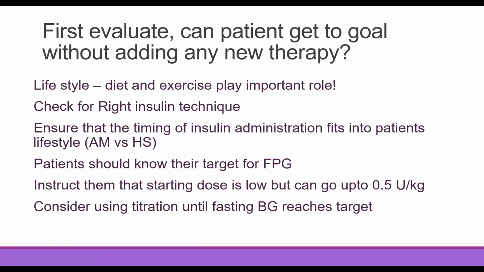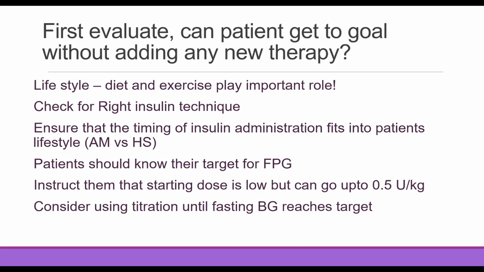Now you can see that we have to evaluate whether there is any problem in the lifestyle or not. We have to check the right insulin technique, whether the patient is taking the insulin in the right way, and whether the insulin administration fits the patient's lifestyle. At what time the insulin has been advised, and what will be the ideal time to give this basal insulin, in the morning or in the evening.